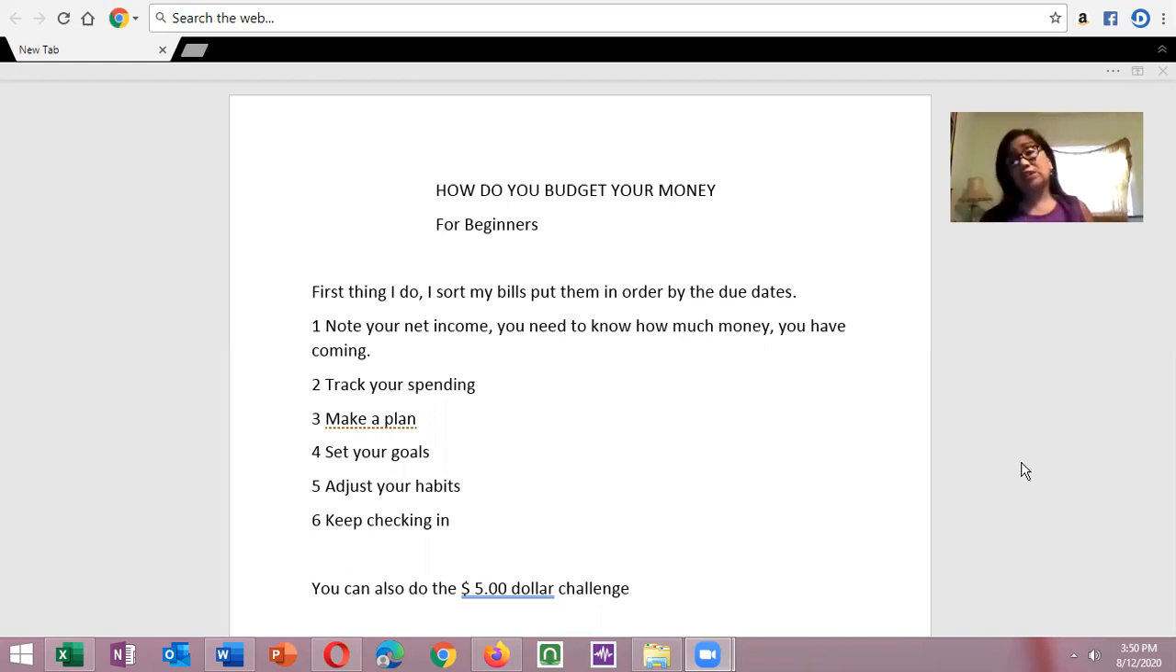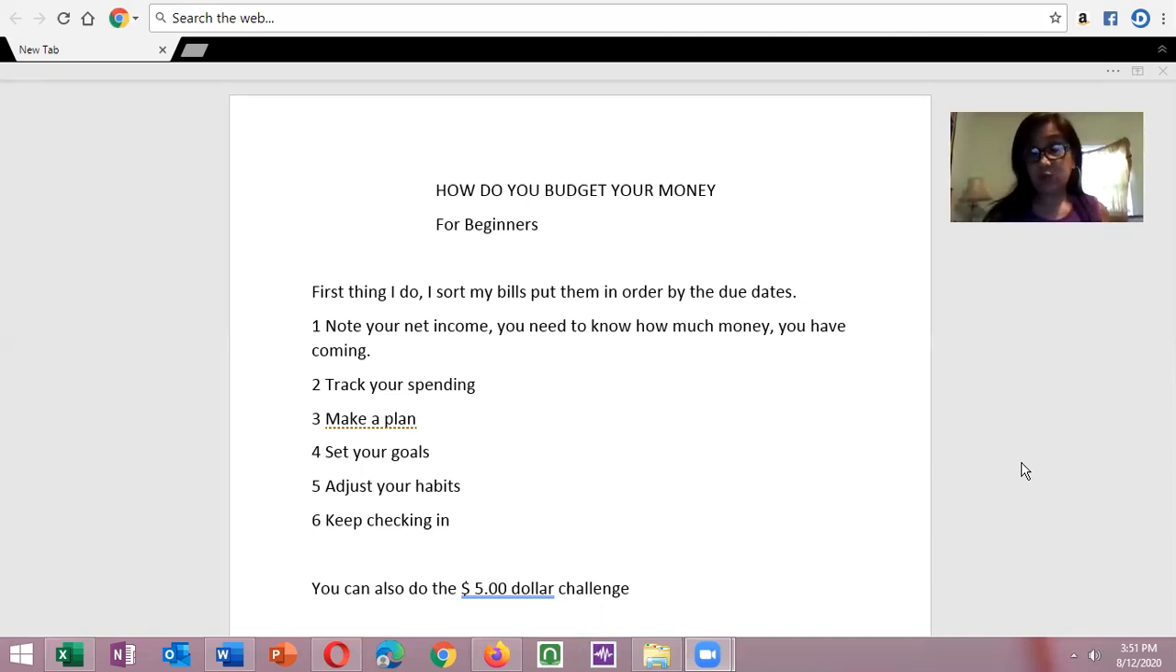I'm just showing you this because some people still do the manual work like this, putting the due date on the envelope and putting them in order by the dates. Some people are still doing it the old way, but I'm on Excel. So you have your choice of what you want to do.